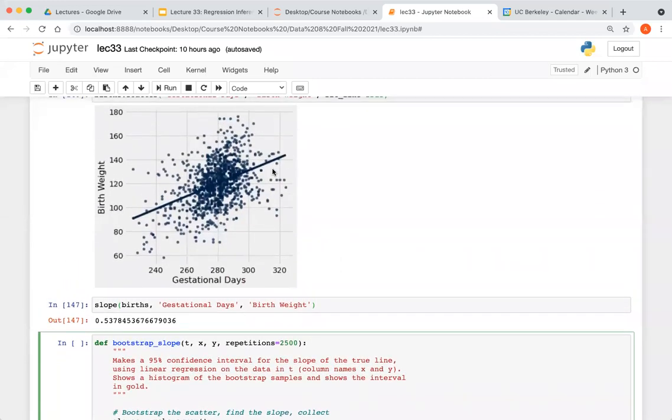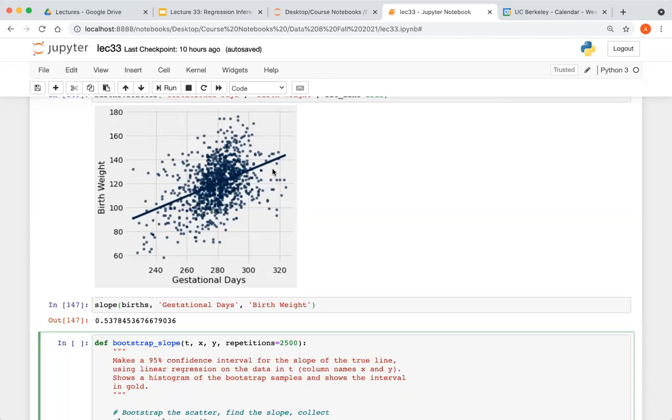Is that the slope of the true line? This 0.53 that we figured out? Is that the slope of the true line? It is not. It is the slope of our regression line. So it is an estimate for the slope of the true line. If we had a slightly different scatter, then we would get a different estimate. And if we had a slightly different scatter yet again, we would get yet another different estimate.